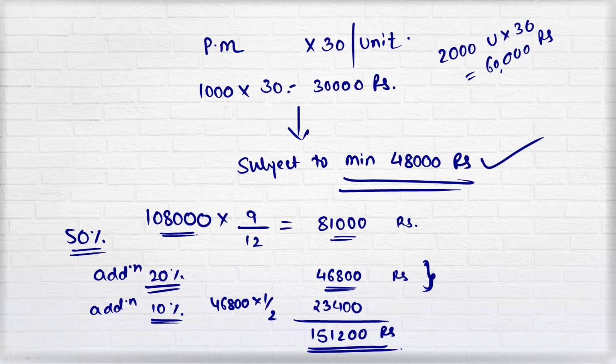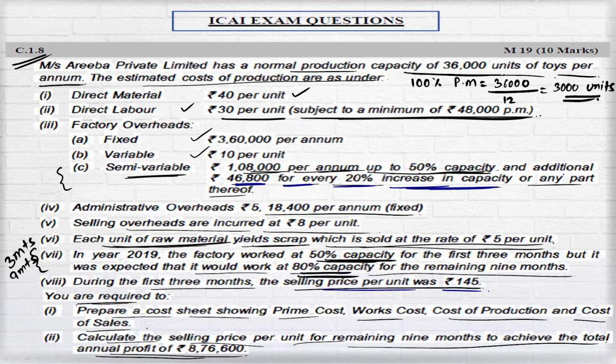But additional cost also should be given. We have understood this 46,800 is a cost of 9. Is it written? An additional 46,800 for every 20% increase in capacity. Tell me, in 4th month you are working at what capacity? In 4th month you are working at 80% capacity. So in 4th month also this 46,800 should be incurred.